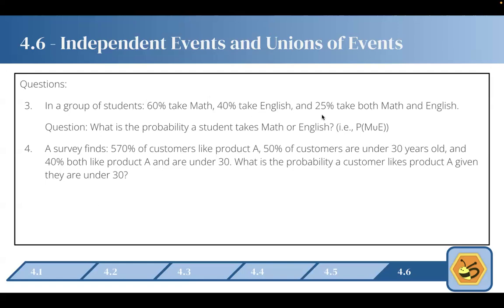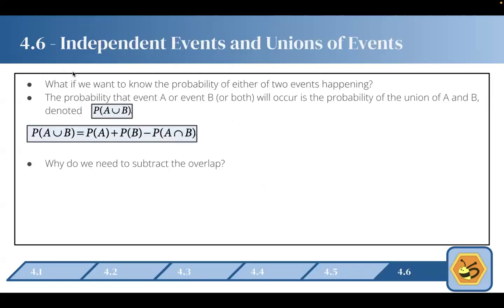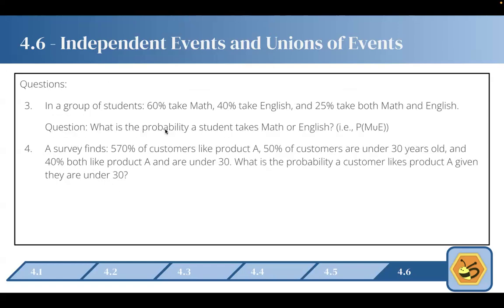The idea here with the union, remember, is to add both of the events, math and English, and subtract their intersection, because we need to get rid of one occurrence of the overlap. So if we add, 60 plus 40 is 100. But we need to get rid of one occurrence of the overlap, which is that 25%. So we're going to get 75%.